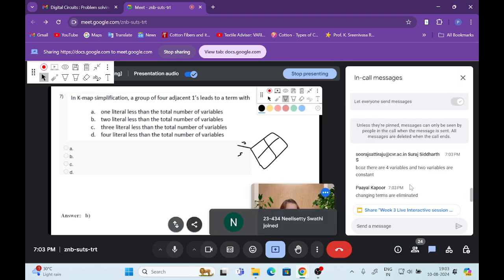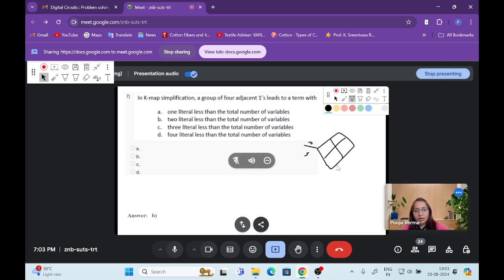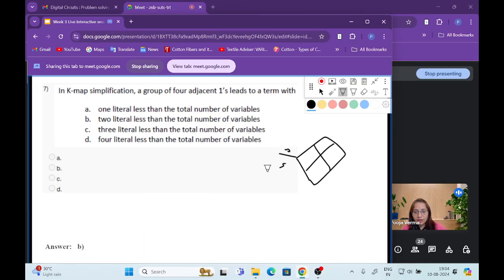Yeah. Changing terms are eliminated. Okay, yeah. So 2 literals less than the number of variables. A group of 4 cells is called a quad, and it eliminates 2 variables. Okay, a group of 4 cells eliminates the 2 variables. So option B is the correct answer.